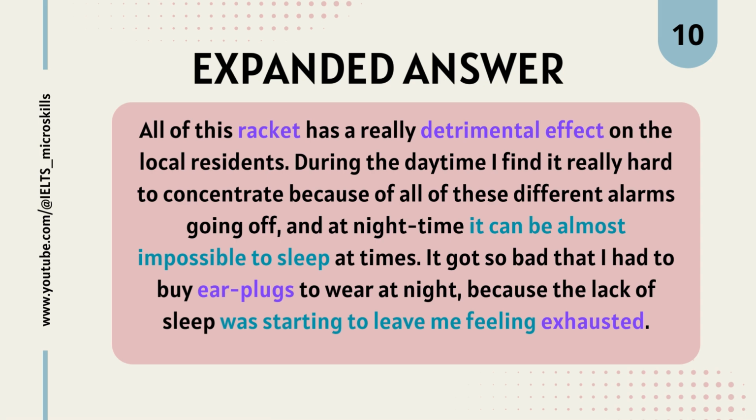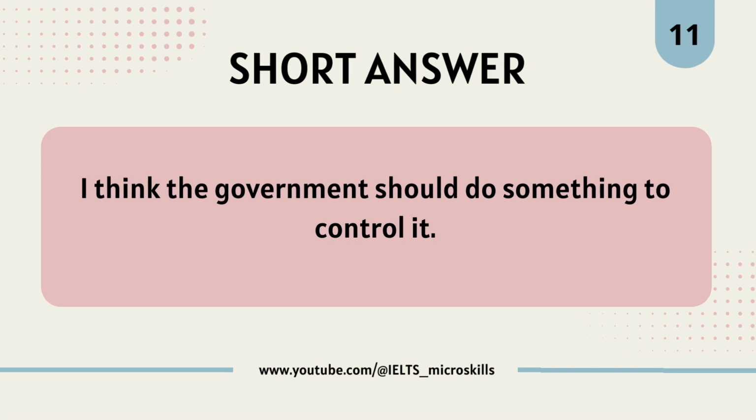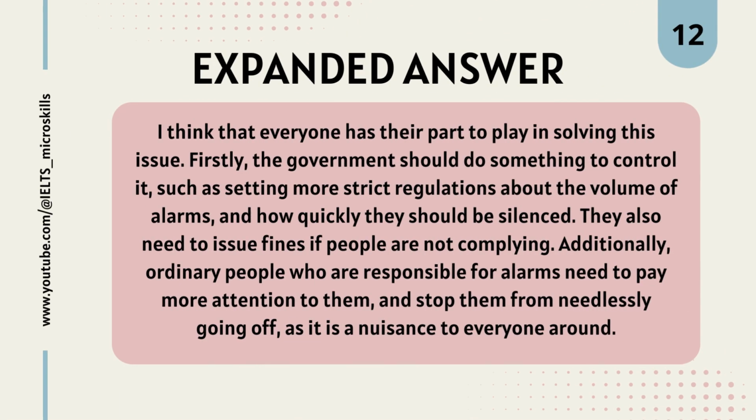I simply said, I think the government should do something to control it. This is the beginning of a response, but I need to give more detail about how they could do this, such as, I think that everyone has their part to play in solving this issue. Firstly, the government should do something to control it, such as setting more strict regulations about the volume of alarms and how quickly they should be silenced. They also need to issue fines if people are not complying.